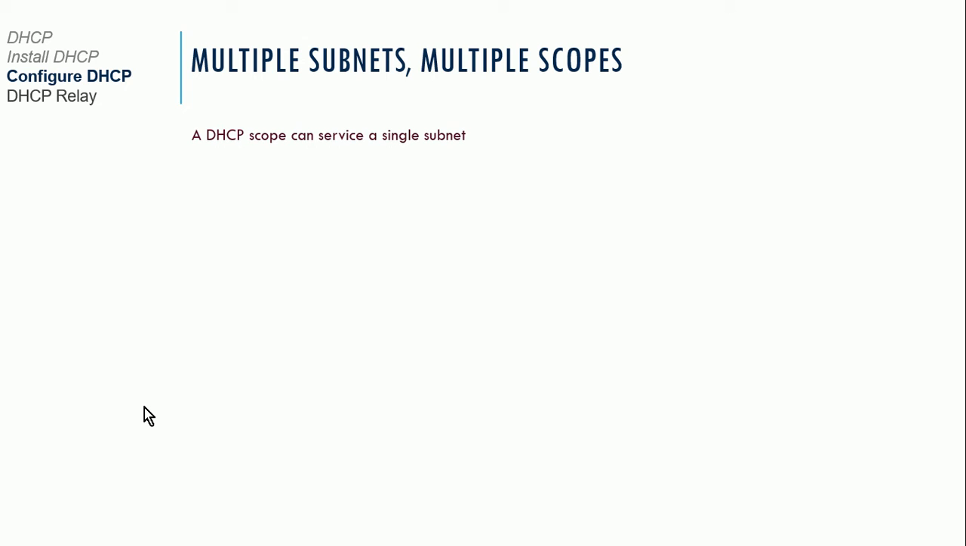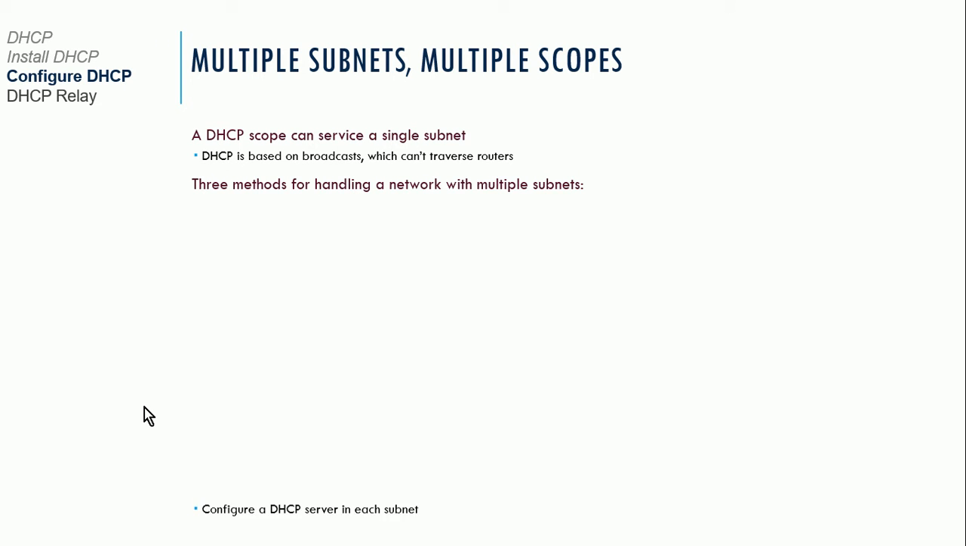Okay, so you can have multiple subnets and multiple scopes. A DHCP scope can service a single subnet. It is based on broadcasts, right? Broadcasts cannot traverse routers, so it's limited to just a single subnet.